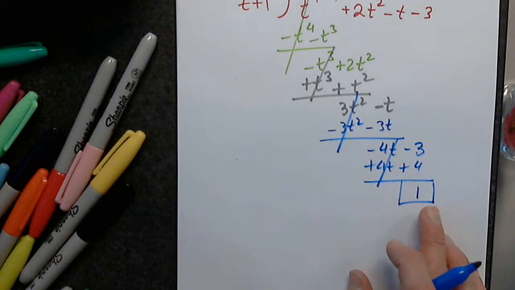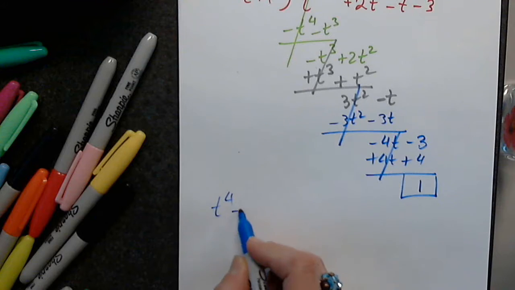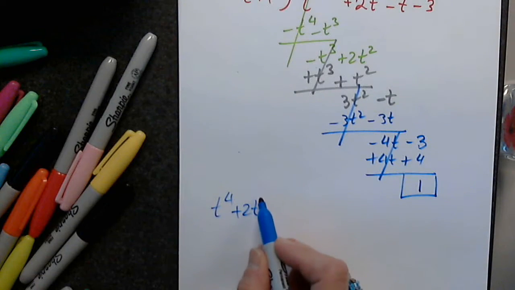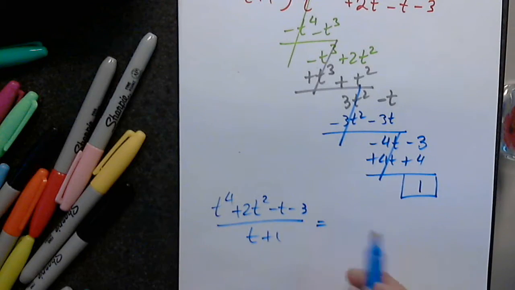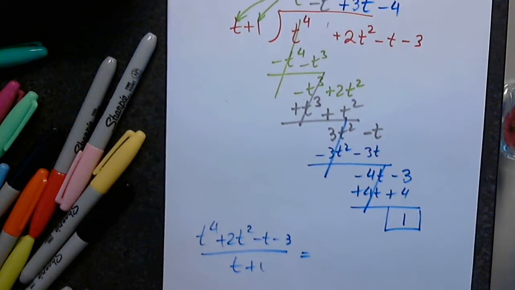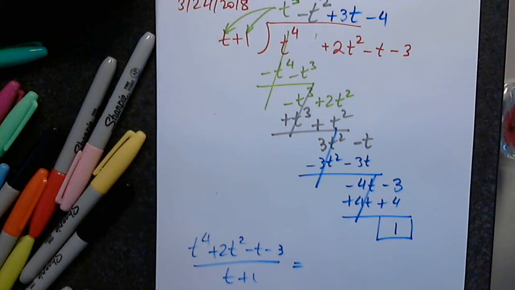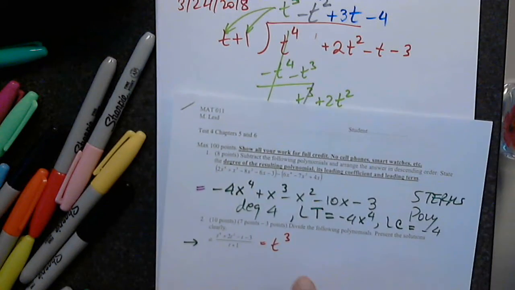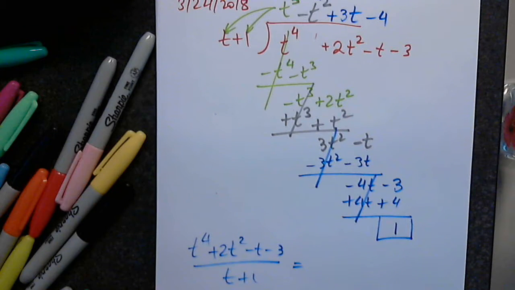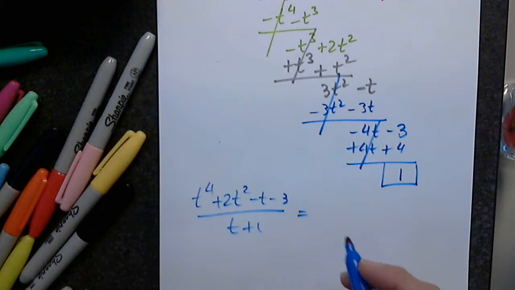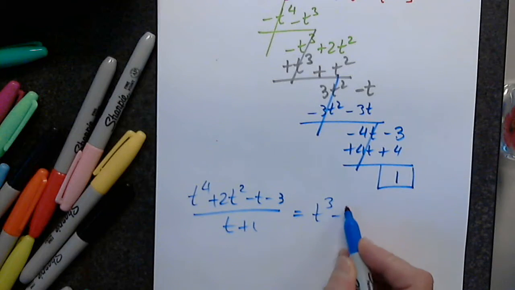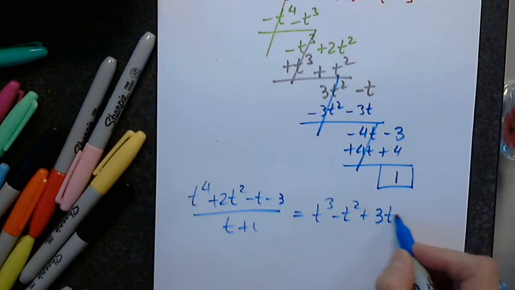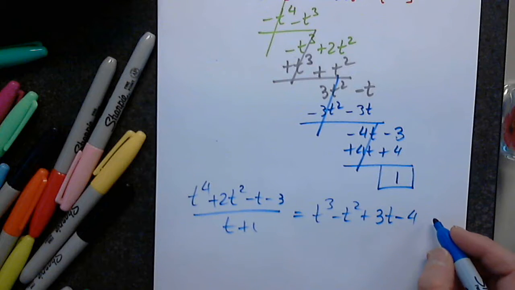Not in here, but you're right. So now I have to write the whole thing from the beginning. T to the fourth plus 2t squared minus t minus 3 divided by t plus 1. And what do I get? Now I write the final answer. T cubed minus t squared plus 3t minus 4.